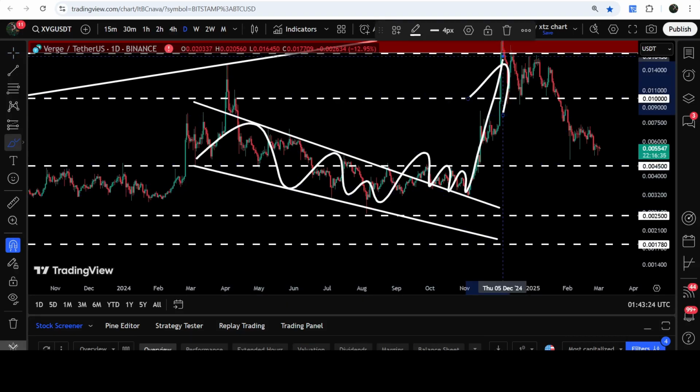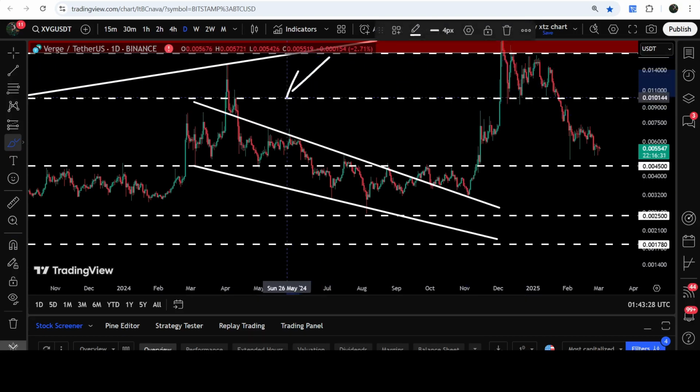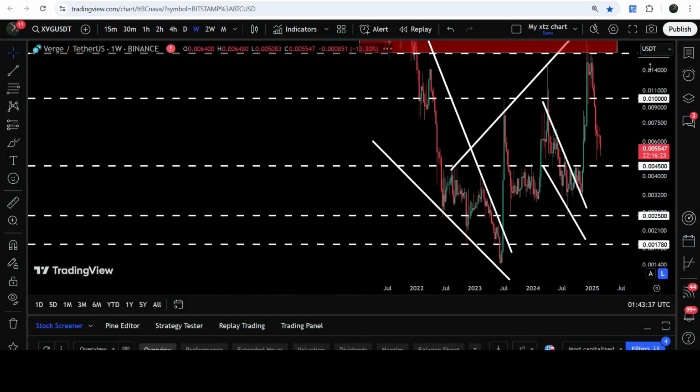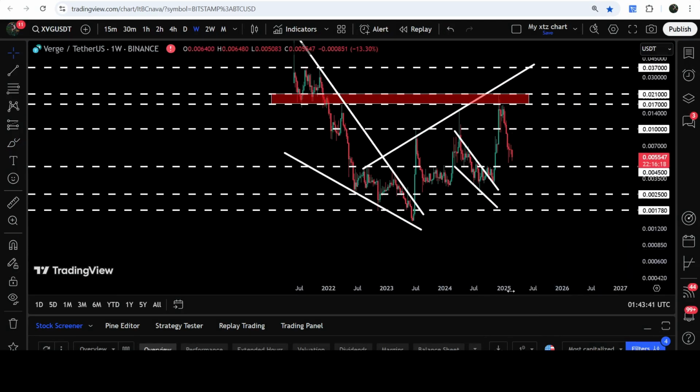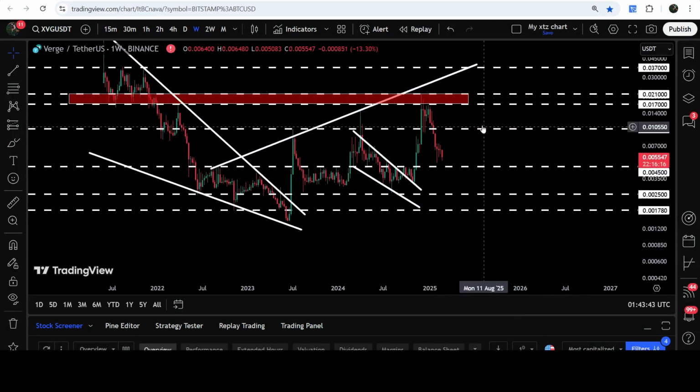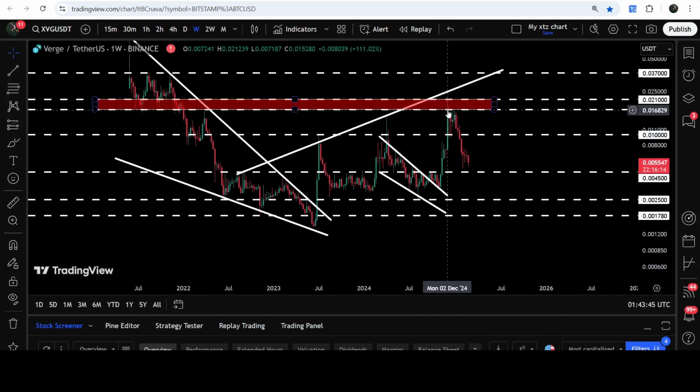By the way, the technical target that I was telling you for this breakout was here at the top of the wedge, approximately at 1 cent. Price rallied more than our expected target, but got rejected by a very long-term resistance line that starts from 2.1 cents and goes to 1.7 cents. Now we have switched back to the 7 days time frame chart, and you can see that we got a few rejections here.